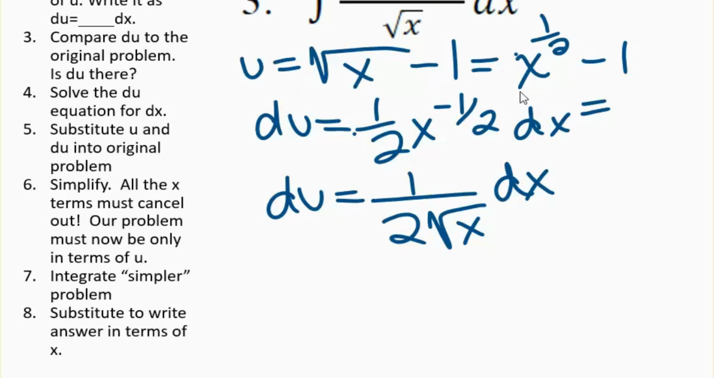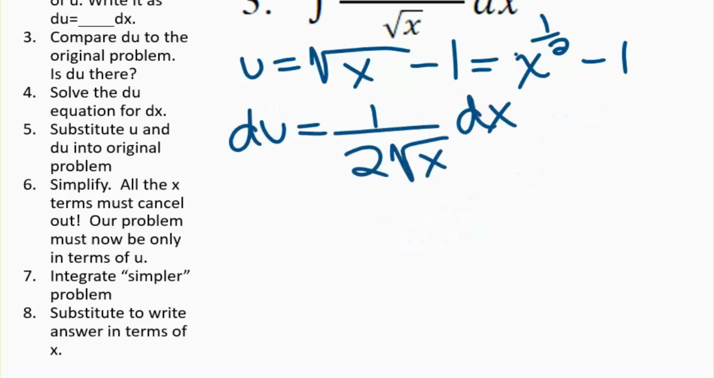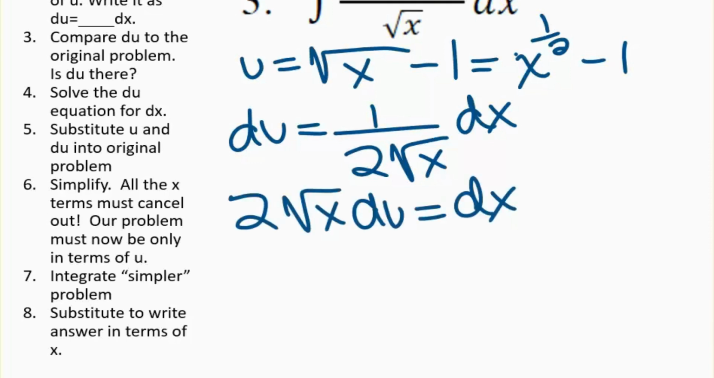I'm going to delete some of those inside steps so I have more room. I need to now solve this for dx, which means I'm going to multiply both sides by 2 times the square root of x. So dx is equal to 2 times the square root of x du. And back in step 3, I should have verified and noticed, oh, my du has a square root of x. There was a square root of x in the problem. Okay, now we're going to substitute everything back in.